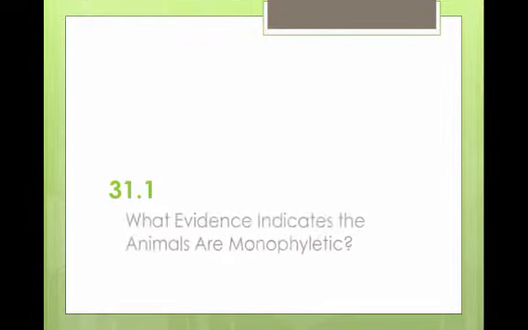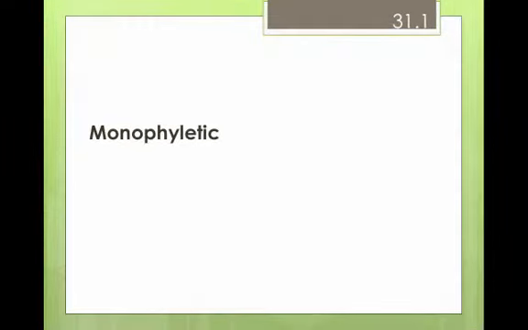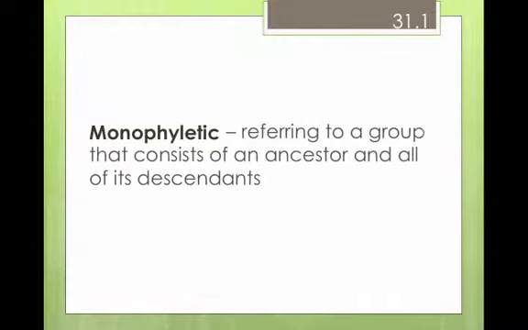Alright, so let's get started. 31.1 is what evidence indicates that animals are monophyletic. So what does monophyletic mean? Take a second to try and remember it from the previous chapters. Monophyletic means referring to a group that consists of an ancestor and all of its descendants.